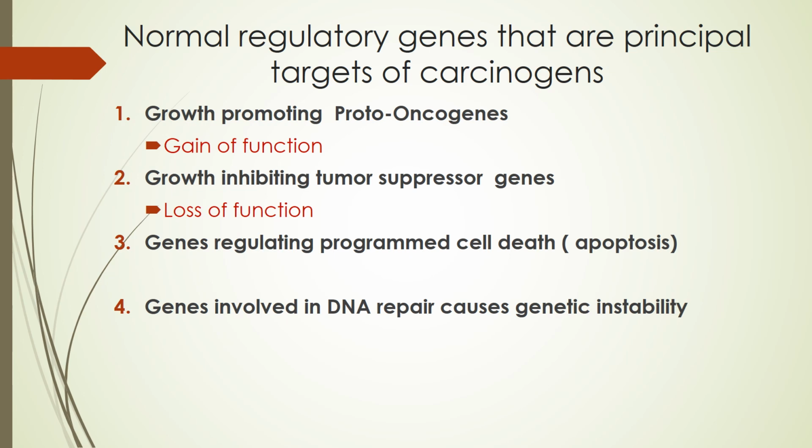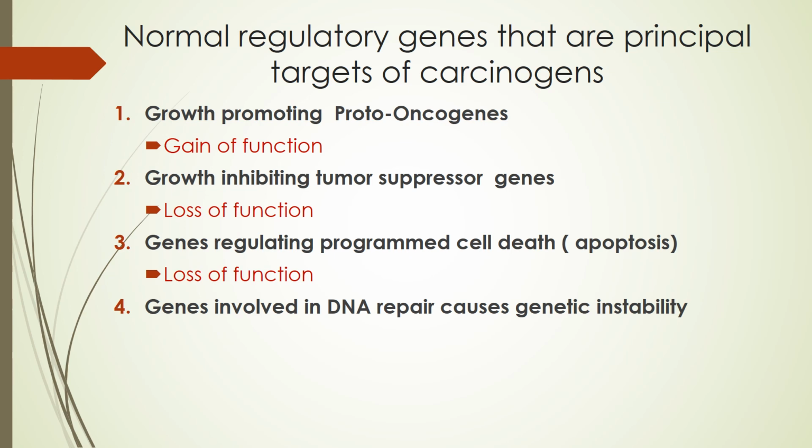Loss of function applies to the growth inhibiting tumor suppressor genes. Whenever a tumor tries to arise, these genes suppress the tumor, and if they become functionless, then the tumor will not be suppressed and it may develop to the clinical level. Loss of function, genes regulating programmed cell death. Initially these genes are responsible for apoptosis, but when they become abnormal, they don't cause apoptosis and there is accumulation of the concerned cells.